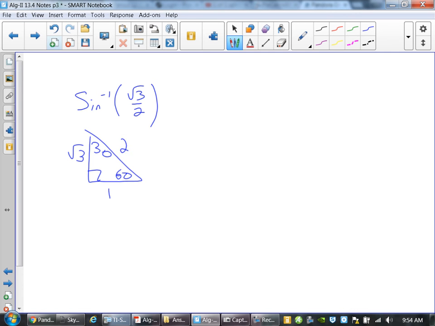Which one of those has the sine 60 degrees? So my answer would be 60 degrees or pi over 3. Very good. So I would be able to do 19 through 38. I don't think that should be too much of a hassle.